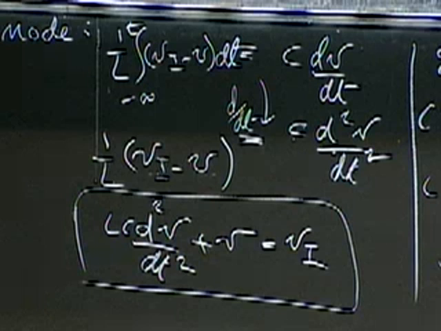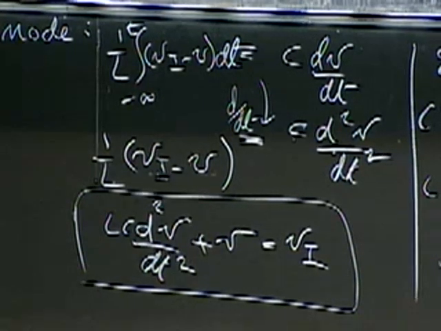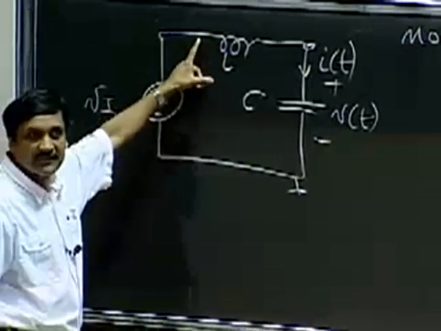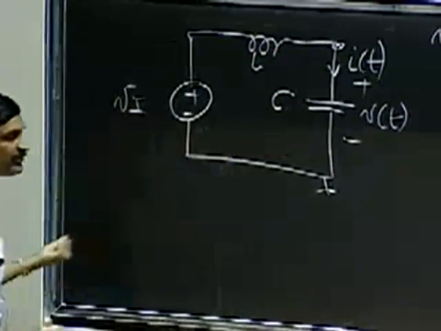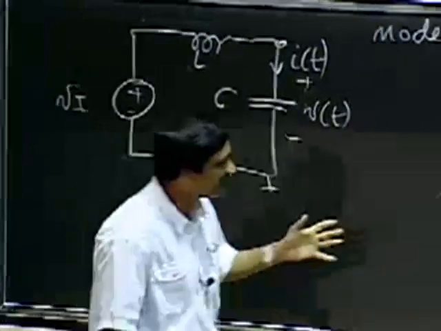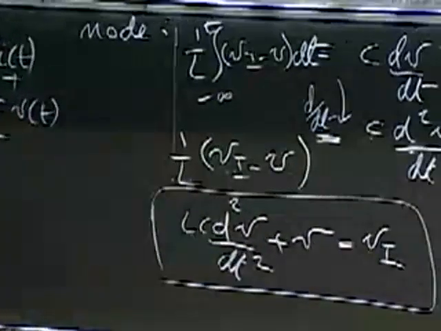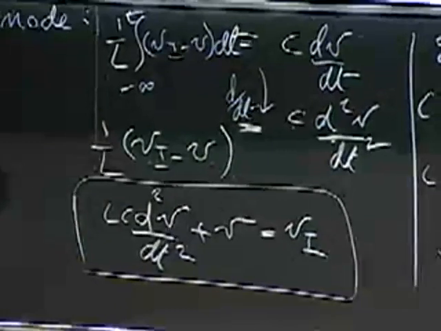So much as the voltage across the capacitor was a state variable in our RC circuits, or the current through the inductor was a state variable in our RL circuits, out here, both the current through the inductor and the voltage across the capacitor are my two state variables. Okay, and so here I have a second order equation in my voltage V.